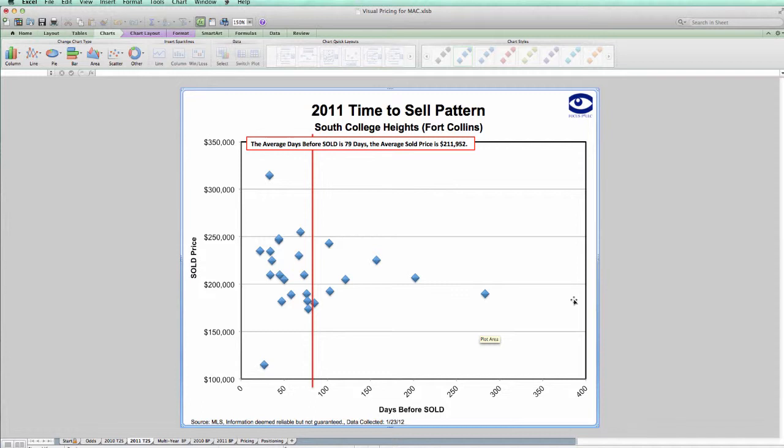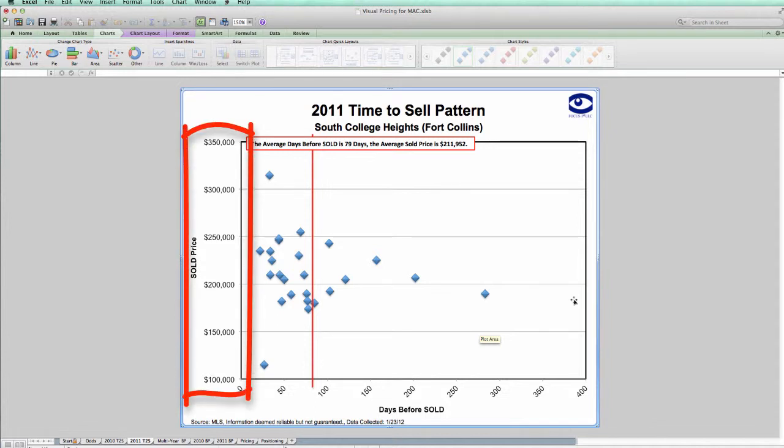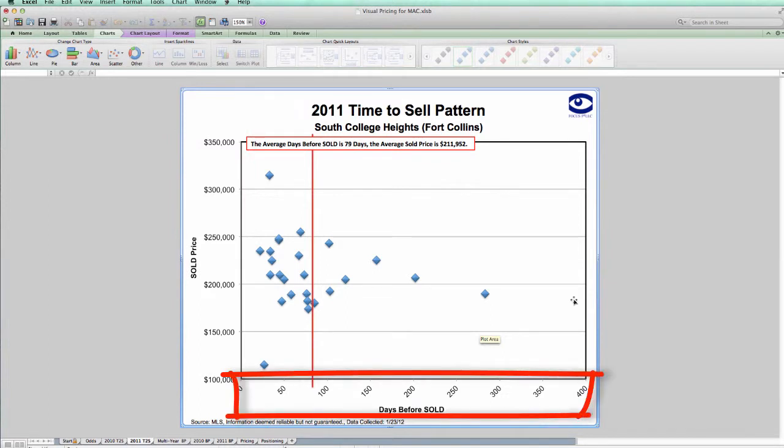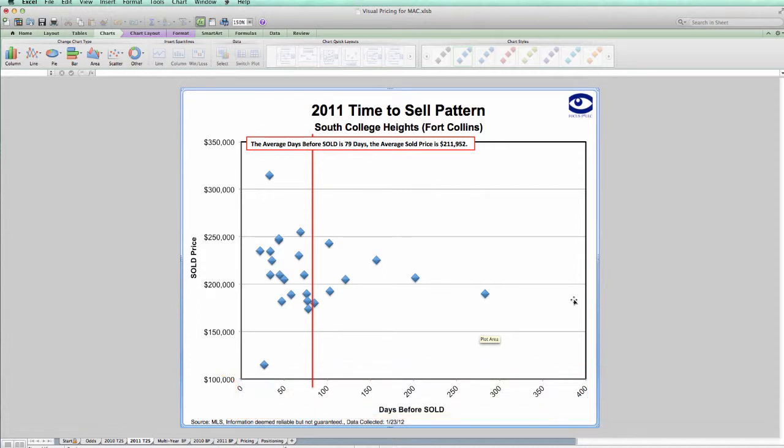At the top right of the graph is the title, 2011 time to sell pattern. Right below that is a subtitle. You do get to pick the subtitle when you read in the export file, and of course you can always change it at any time you want. On the axis on the left, we are showing the sold price, and on the bottom axis we are showing the days before sold. Now this is days before sold, which is days before the property is closed. So these are close dates.